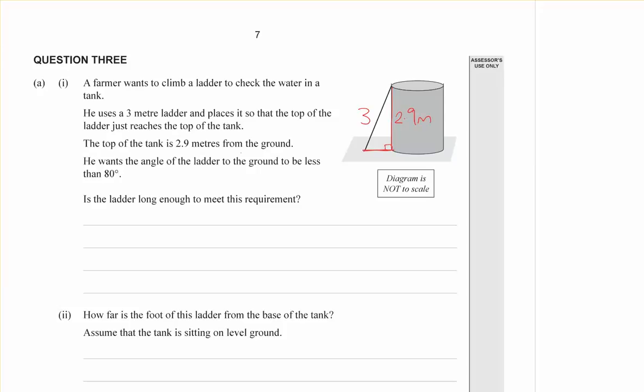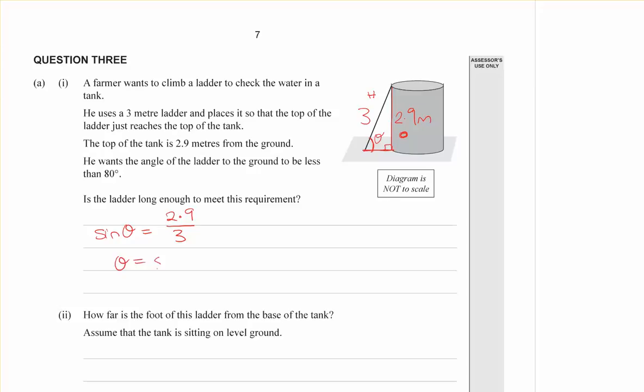It wants the angle of the ladder to the ground, which has to be less than 80. So I'm going to call it theta. You can call it x or whatever letter you like. This would be the opposite side and the hypotenuse, so I think sine would be appropriate. Sine of theta is O over h.